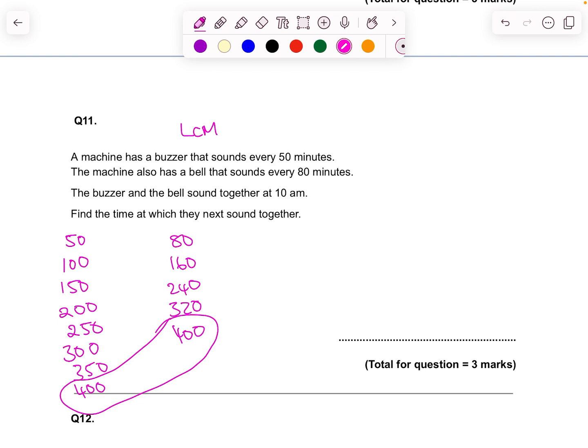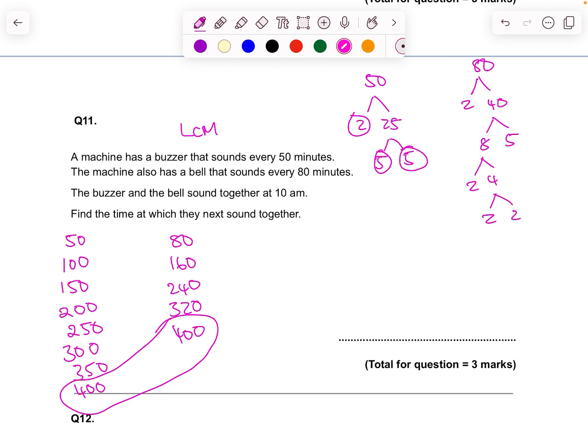You would have got the same if you had done your trees. I will quickly do it because some of you did use trees, and I want to make sure that you also understand here. So 2 times 40, 8 times 5, 2 times 4, 2 times 2.